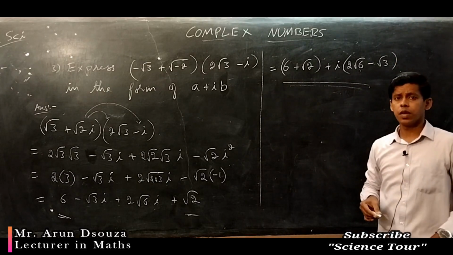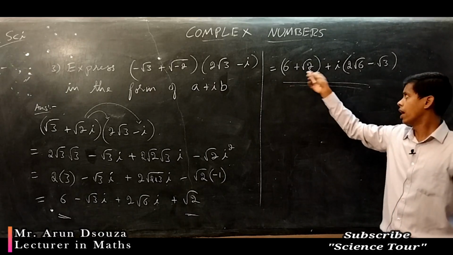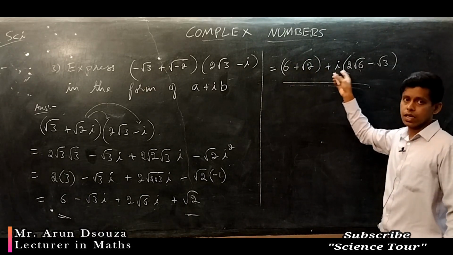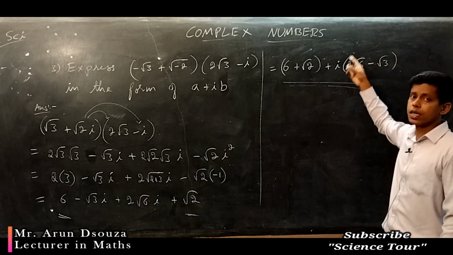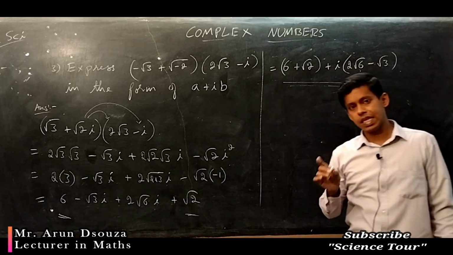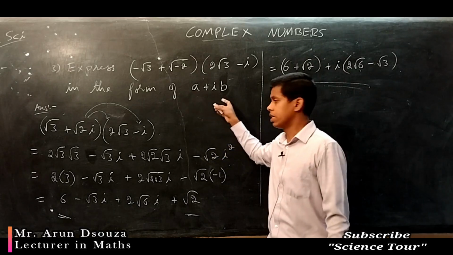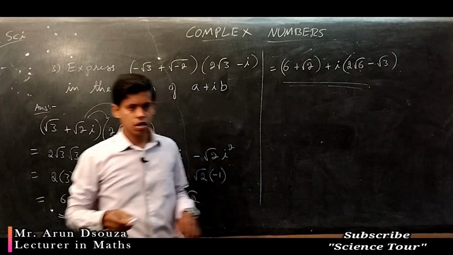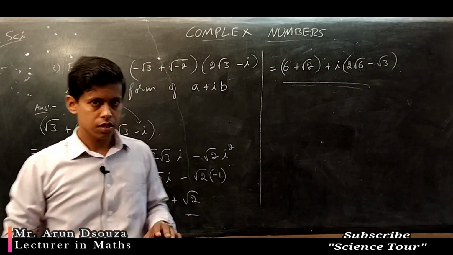Is it in the form of A plus IB? Look at it carefully. You have the real part, which is A here, and then I, and then this is the imaginary part, that is B. So this is of the form A plus IB. That is the final answer. I hope you are getting this, correct?